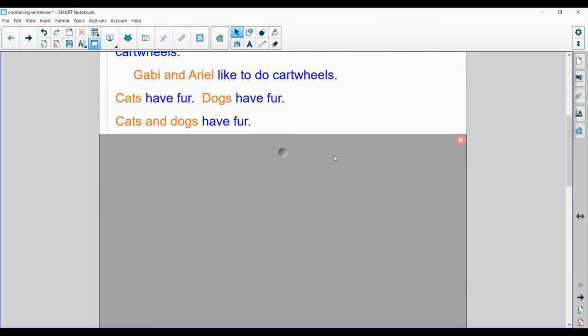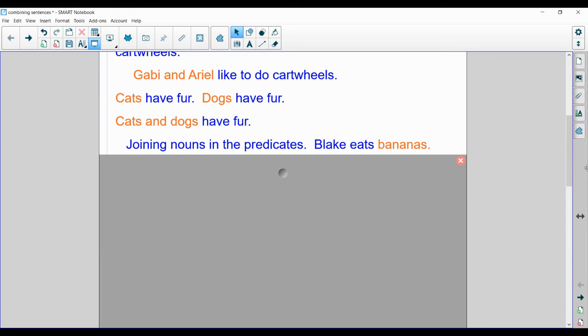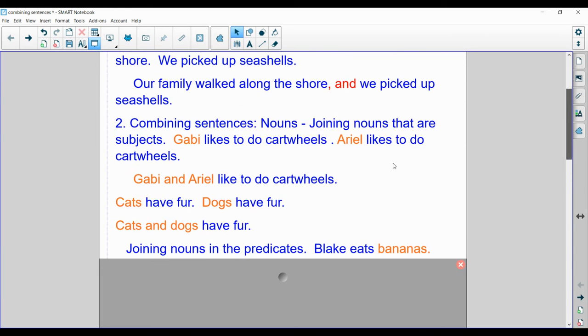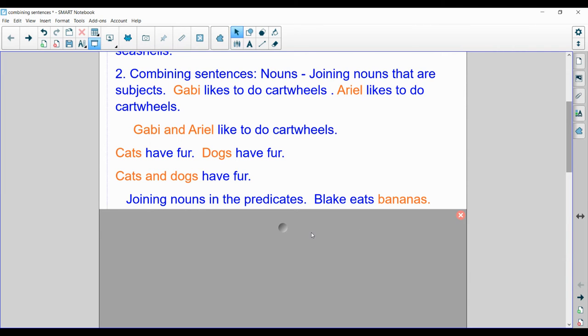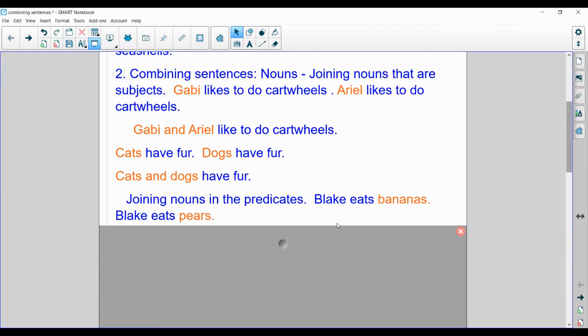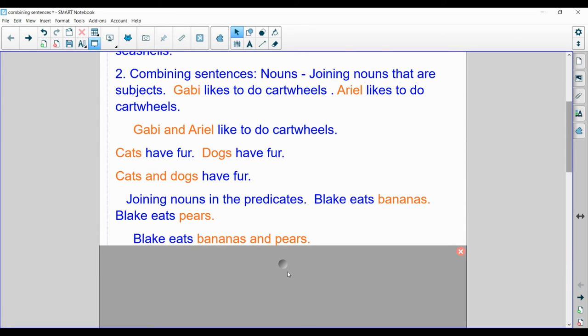Okay. The second way of joining nouns is joining nouns that are in the predicate. So up here, there were nouns that are in the subjects. Here, it's nouns in the predicate. Blake eats bananas. Blake eats pears. My noun in the predicate is different, but the rest of the sentence is the same. So I can make that a new sentence. Blake eats bananas and pears. Blake is my subject, eats is my verb, and they're both the same, but the noun in the predicate is different. So I can make that one sentence. So that's the second way.